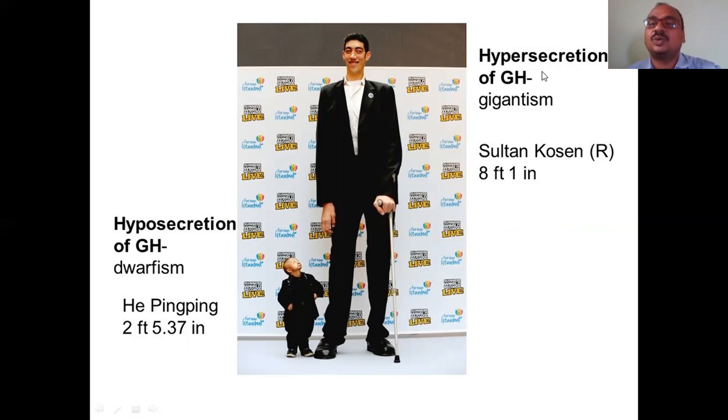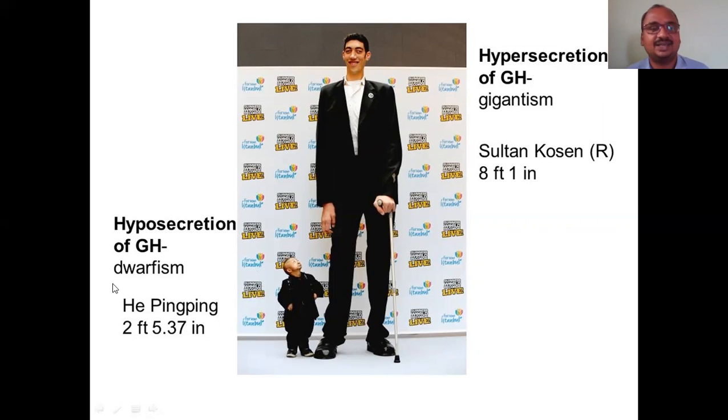Hypersecretion of growth hormone is called gigantism. You can say what a gigantic personality, gigantism. So don't get confused: gigantism, gigantic personality, heavy personality. Here is the world's tallest person and the world's smallest person. The reason for the world's tallest person is hypersecretion of growth hormone. His name is Sultan Kosen, 8 feet 1 inch. His height is the world's tallest.